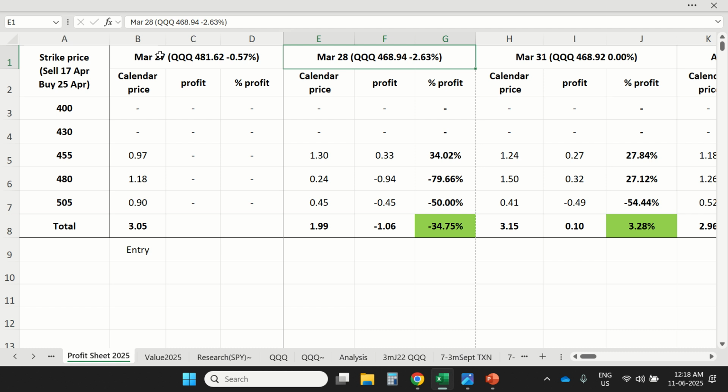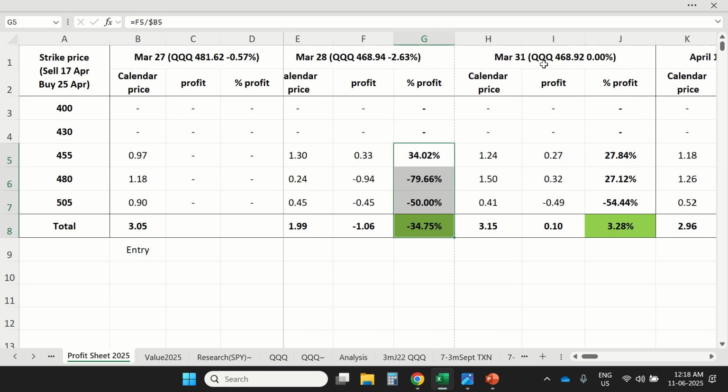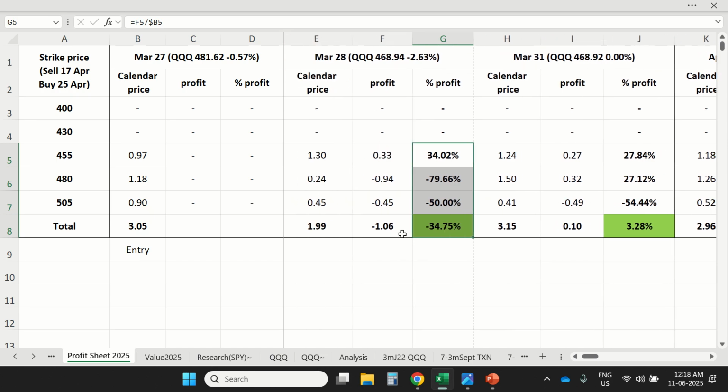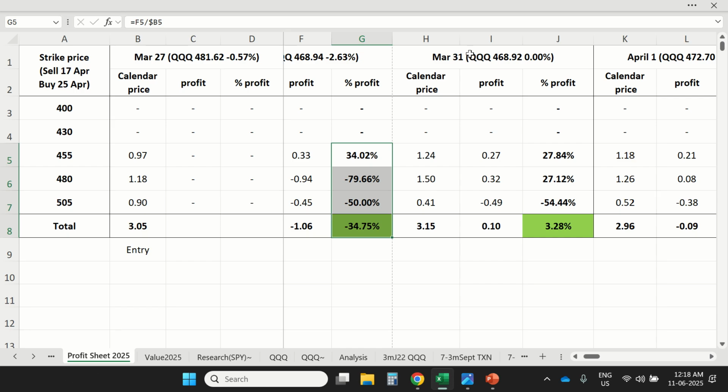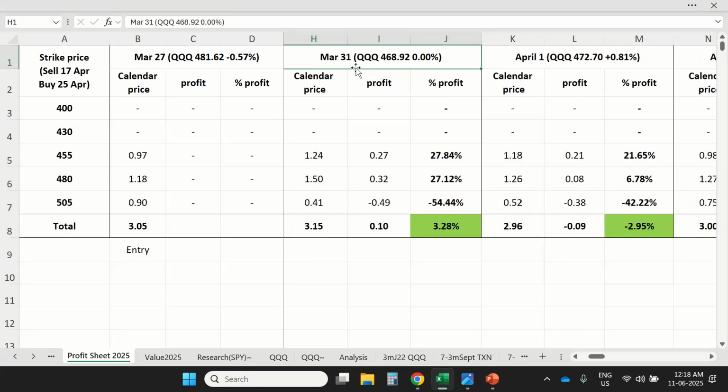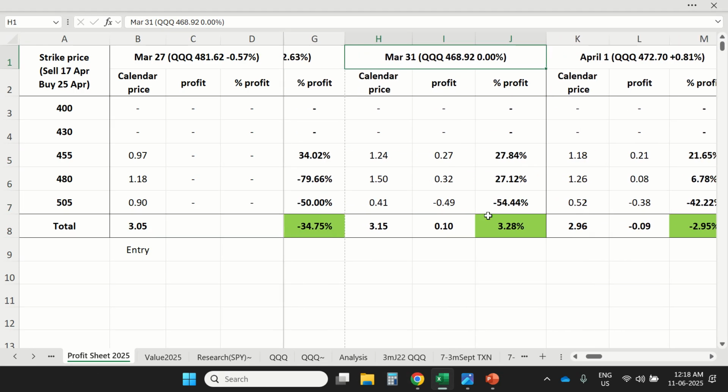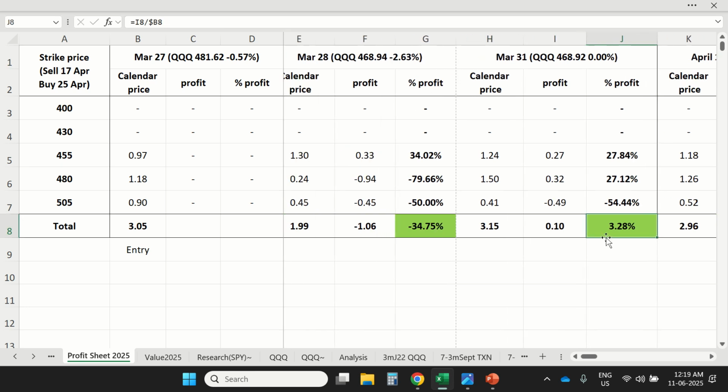Now on 28th of March, QQQ fell by 2.63%, and it fell at the last minute. So that's why these numbers are very drastic, although you can say this is a glitch, so ignore these numbers. Let's go directly to 31st of March. These are closing day numbers. Sometimes, at the end, if it is falling drastically, it will show you some numbers which are not very accurate. Now on 31st of March, the QQQ was at 468.9, and my return was 3.28%. So you can see suddenly it went up from a 34% loss to 3%. So this was a glitch, so ignore these numbers.